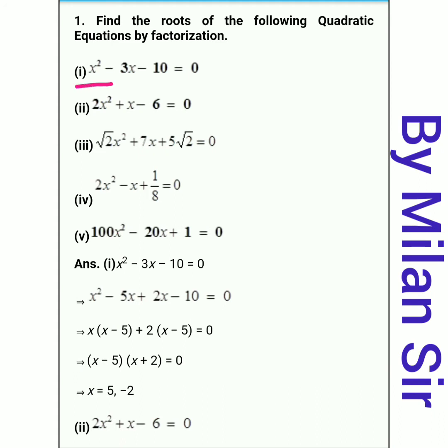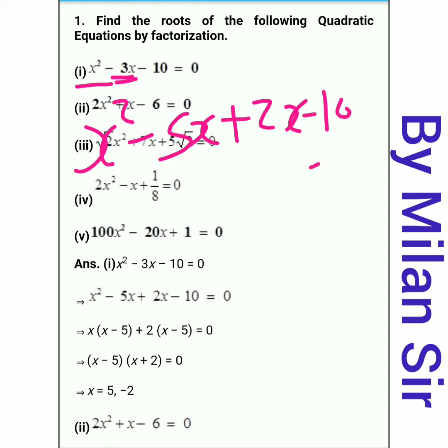So our first term remains as it is. Now for middle term splitting, in place of minus 3x, we write our two factors: minus 5x and plus 2x, because our two factors are minus 5 and 2. And the last term stays as it is, minus 10. We only split our middle term, that's why it is called middle term splitting.